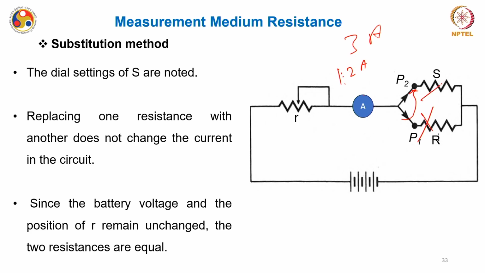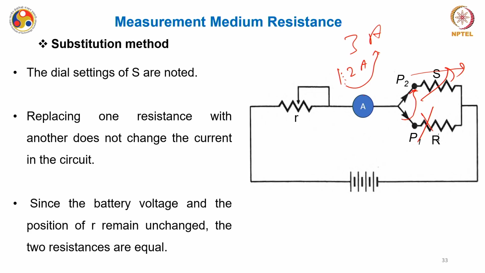Now this S is a variable resistor. What I will do is change this S value to bring the current from 1.2 amp to 3 amp. Since this is a standard variable resistor, I will be able to tune the current flowing through this from 1.2 amp to 3 amp by simply changing the resistance of this standard variable resistor.